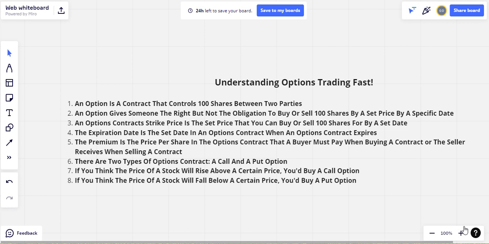Now, options trading can be really intimidating if you're new to it. There's a lot to understand, but hopefully by the end of this video you're going to get a little bit of an insight into what options are and how you can trade them and how you make money off them. So with that said, let's get on with the video.